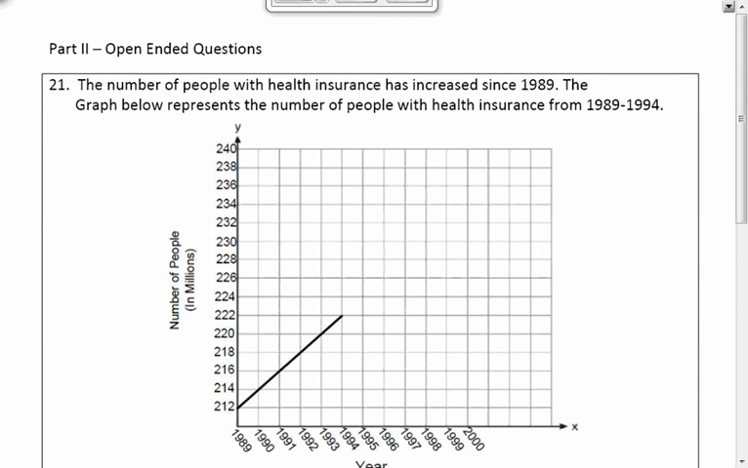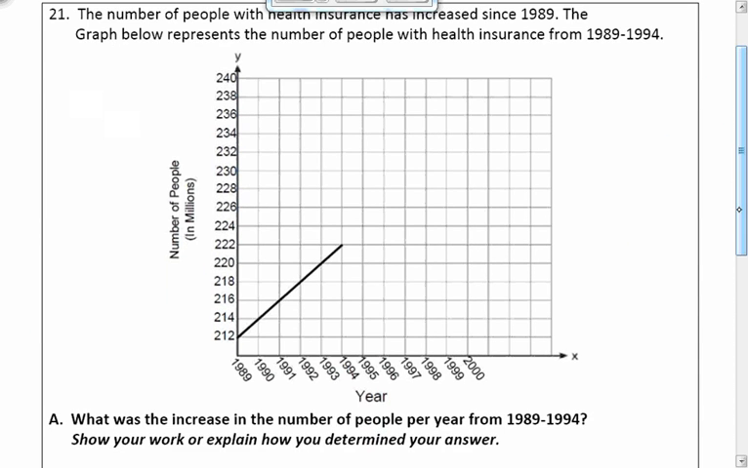Okay, number 21. Here's where we had another issue on the printing. Your line is starting at the origin. It should not be. It should be starting where my line starts. So everyone look at my line. It starts at 212. That's where yours needs to start.